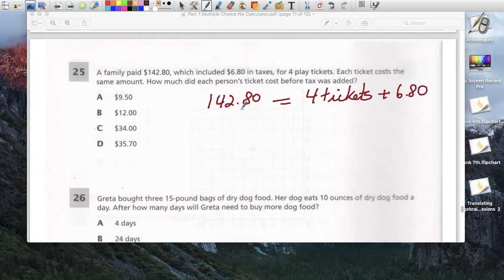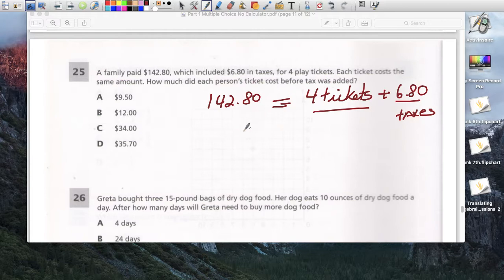So that's $6.80 in taxes. So that's what $142.80 equals. You paid for 4 tickets and you paid some taxes. If you went somewhere with your friends or your parents, your brother and sister, and you bought 4 tickets and then also paid taxes, it would total up to $142.80. Each ticket costs the same amount. How much did each person's ticket cost before the tax was added?